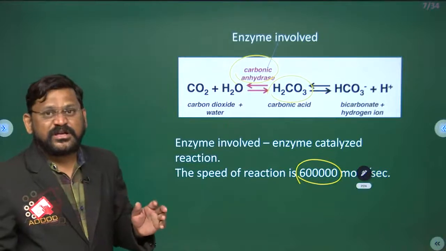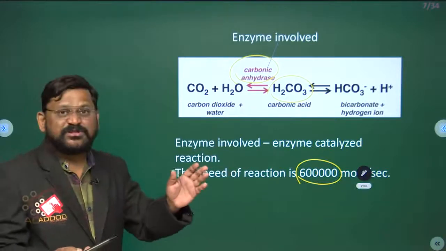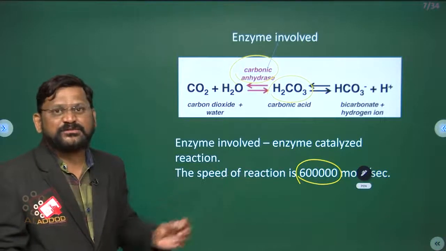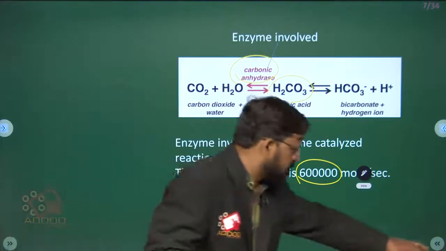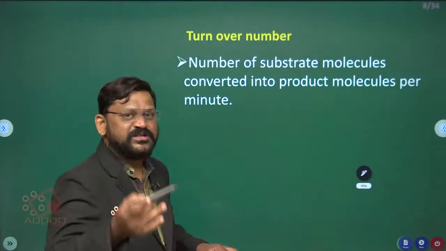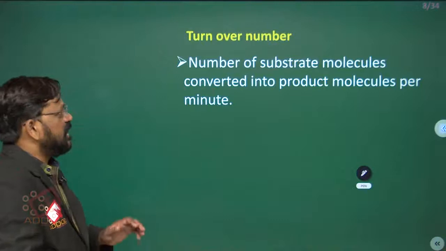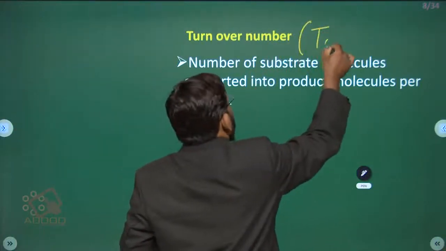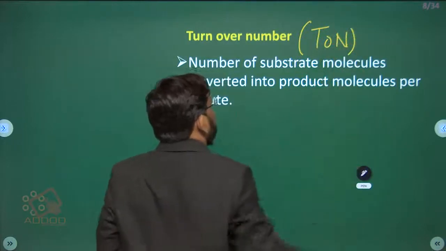So, we can say enzymes' properties are incredible indeed. Enzymes only speed up the reaction. How do they speed up the reaction? By decreasing the activation energy. And one more, enzymes have a property called turnover number. In short form, we call it TON.